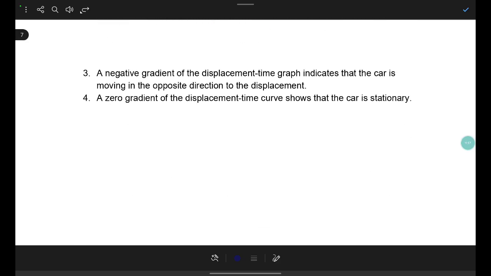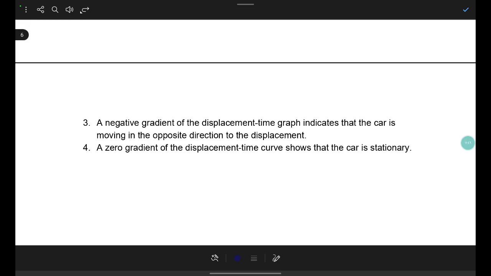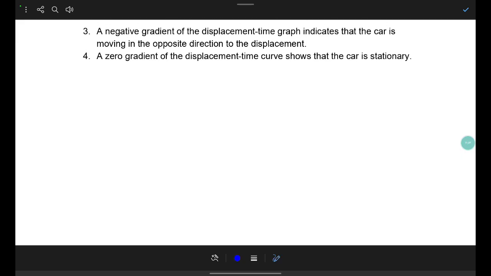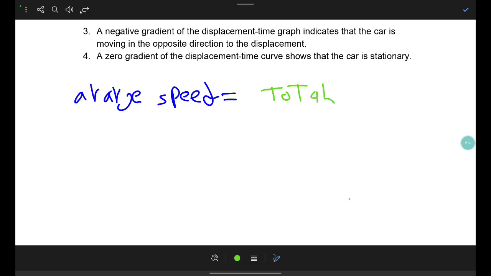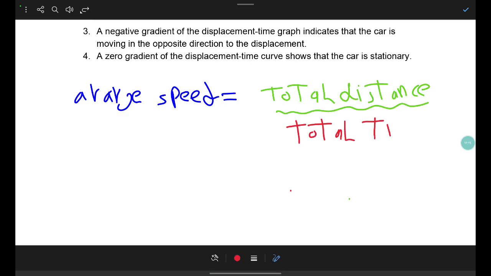We have something that we name average speed. What is average speed? Average speed is total distance traveled over total time. To understand this formula, I want you to take a look at the following example.